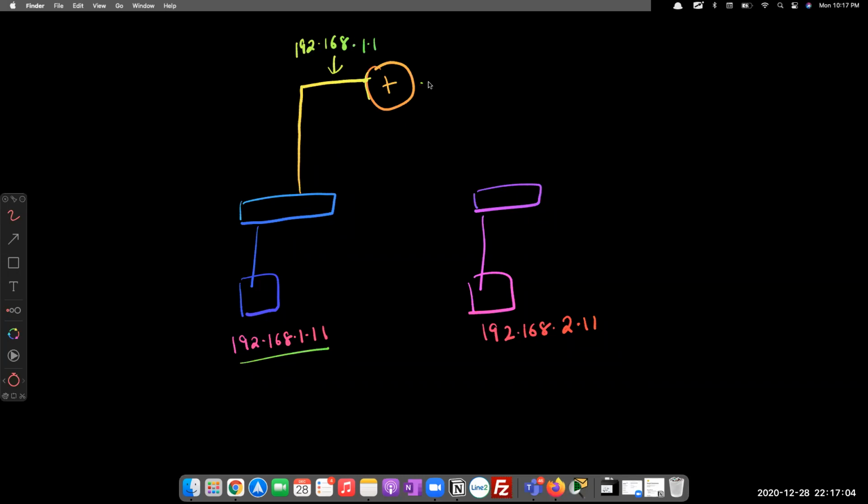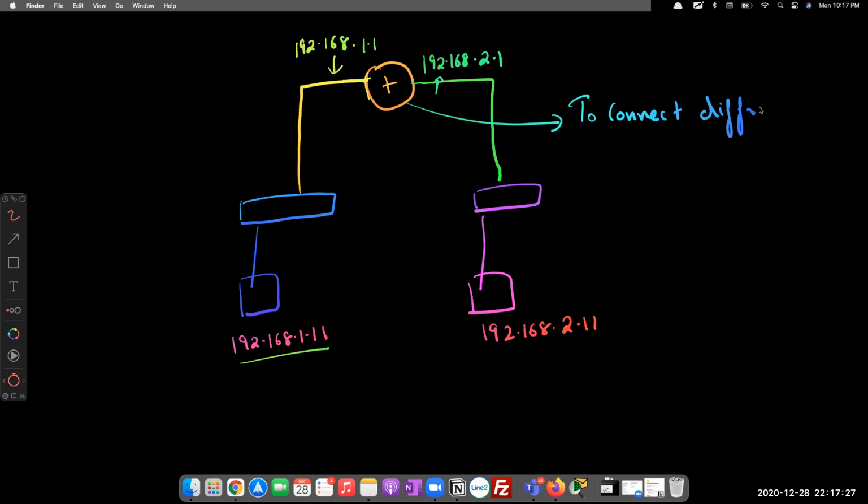So we can give the same IP address where we have this network, 192.168.1.1. I am going to give that here, and here in another link, this is a separate link in the router, I have to give 192.168.2.1. So it means a router will have two IP addresses. This is the work of routers, to connect different networks. To connect different networks, we use this device.